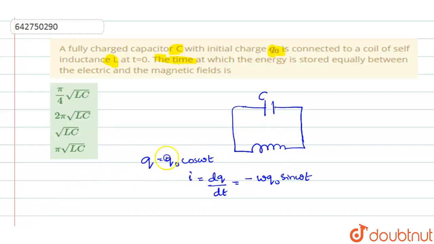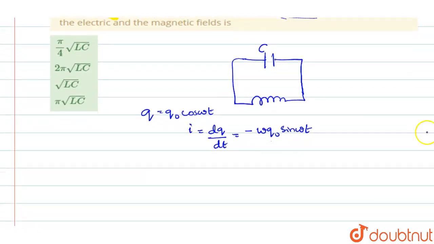Now if there is a charge present, obviously there will be energy stored. The time at which the energy is stored equally you have to find. Energy is stored both in a capacitor as well as an inductor. The energy stored in a capacitor, you will call it UC, and UC is equal to Q square by 2C. Whereas the energy stored in the inductor is half L i square.